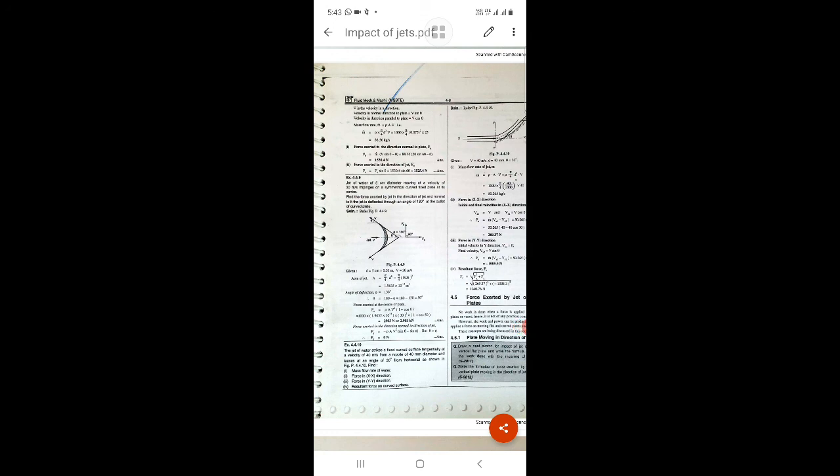So in this way we completed the 3 cases of fixed plate. Thank you.